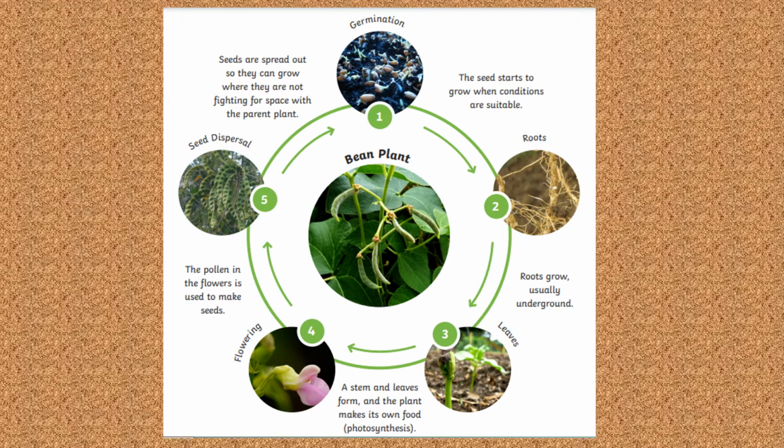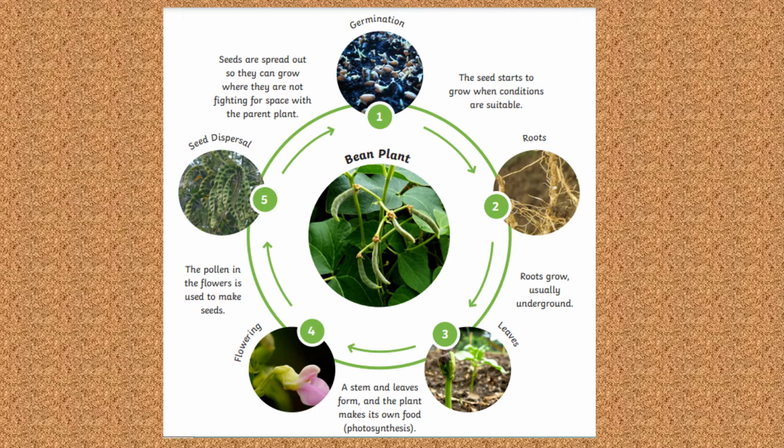So, in a nutshell, we've got germination part 1. The seed starts to grow when the conditions are suitable. That's got light, it's got warmth from the light, it's got water, and then obviously it needs the nutrients. Then it grows its roots first of all to anchor itself into the ground. The roots grow normally underground, naturally geotropic.